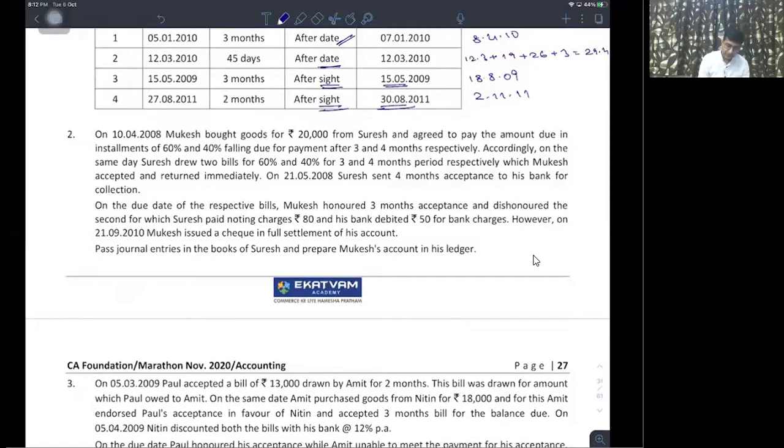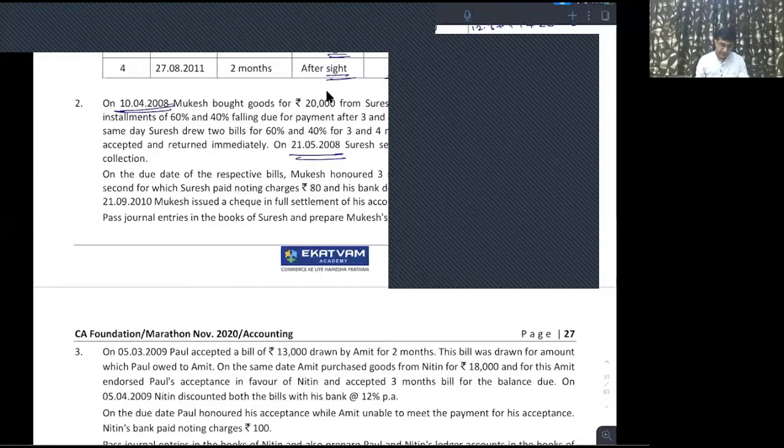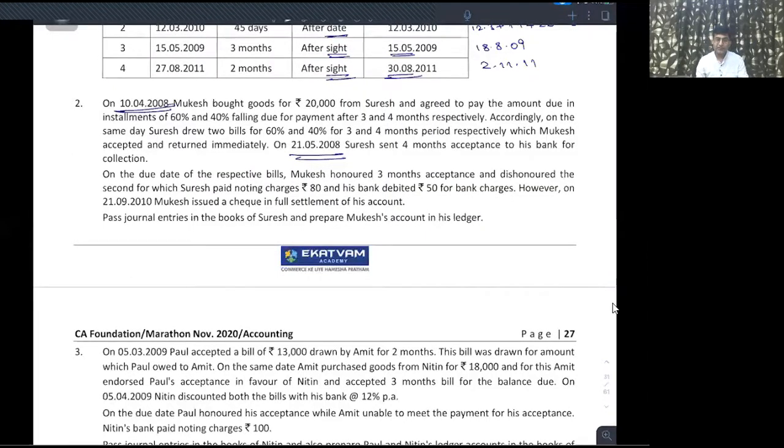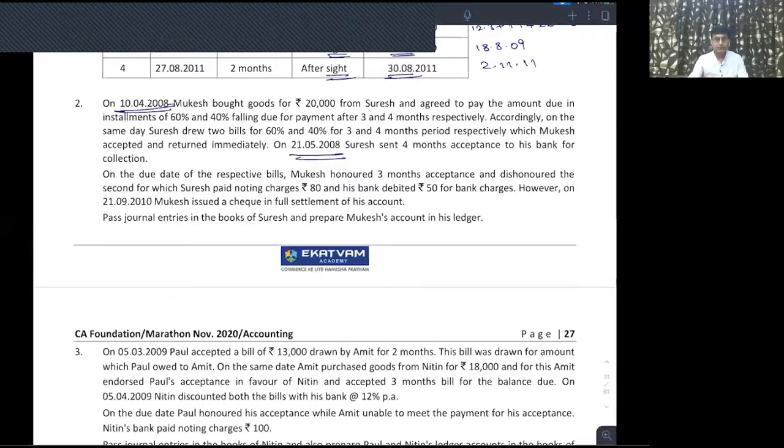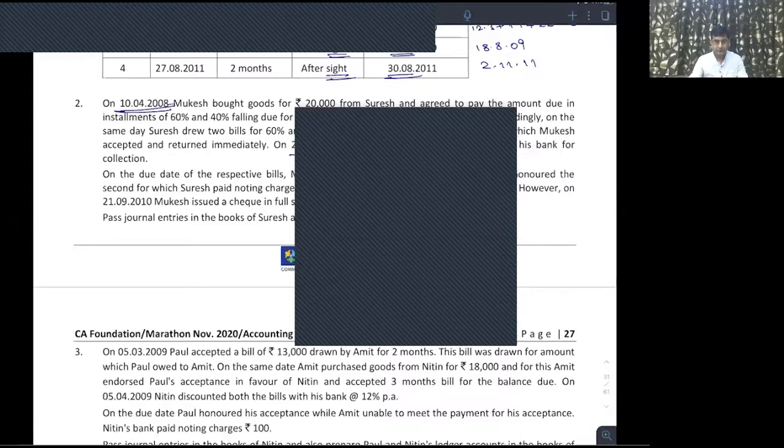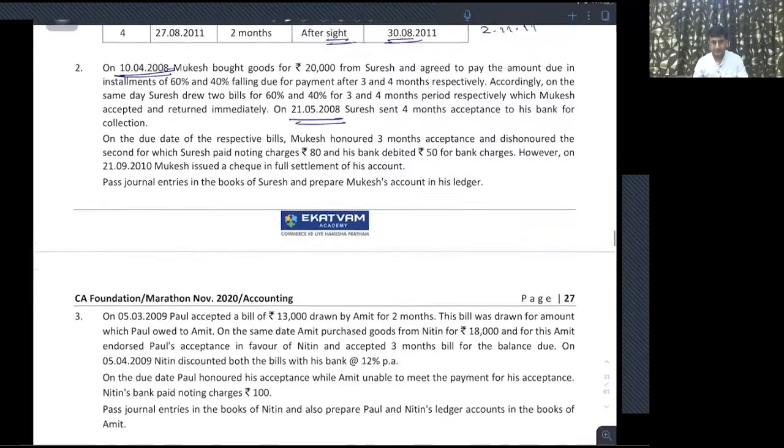Observe it. Bills are drawn on which date? 10th April. But the bills are discounted with the bank on which date? On 21st of May. Isn't it? Bill is drawn on 10th of April, but discounted on 21st of May. Oh, sorry, sent for collection on 21st of May. Not discounted, but sent for collection on 21st of May.